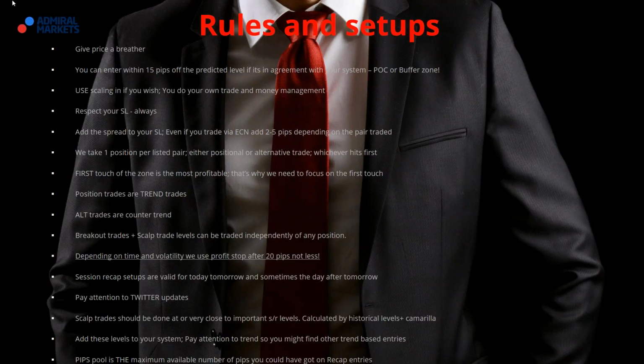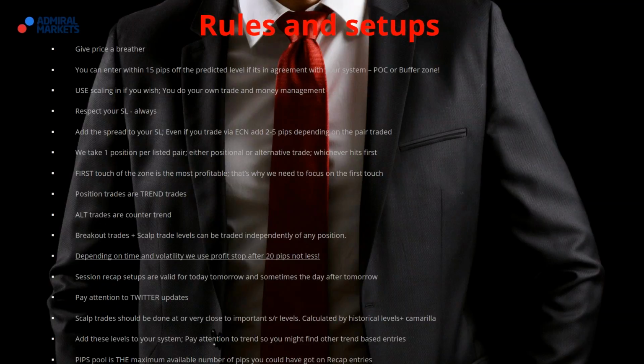Have in mind that we take only one position per listed pair, so it's either positional or alternative trade, whichever hits first. The only exception is if we have a breakout trade or scalp setup, that is, you can add to an existing position. First touch of the zone is the most profitable. That is why we need to focus on the first touch of the zone, the first entry in the zone. Positional trades are trend trades and alternative trades are counter trend trades. Breakout trades and scalp trade levels can be traded independently of any position.